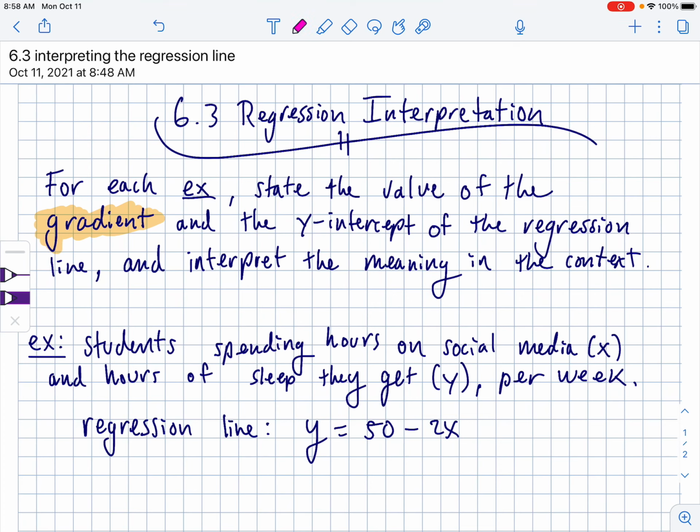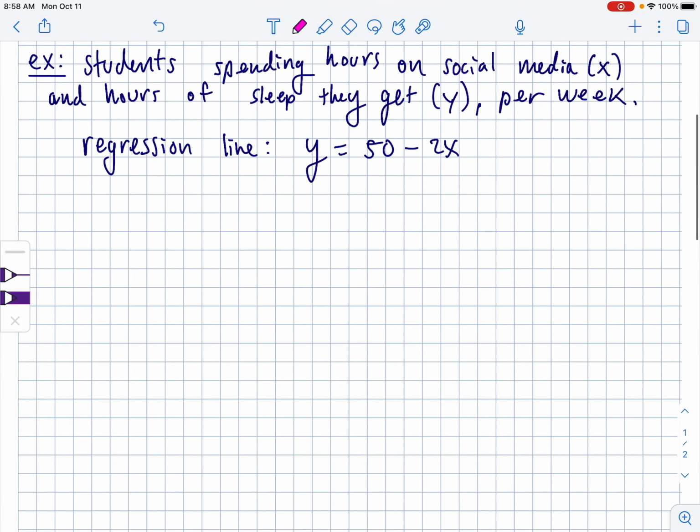So for each example, you're going to state the value of the gradient. Now, if you're like, what is that word? I haven't seen that much. It's going to happen a lot more in an IB curriculum because this is their British word for slope. So from here on out, if it says gradient, just think slope. So we're going to look at the slopes and the y-intercepts of regression lines and interpret their meaning in the context of the problem.